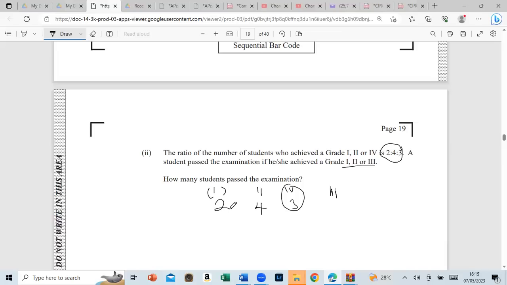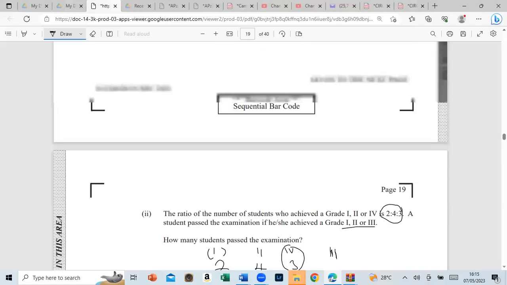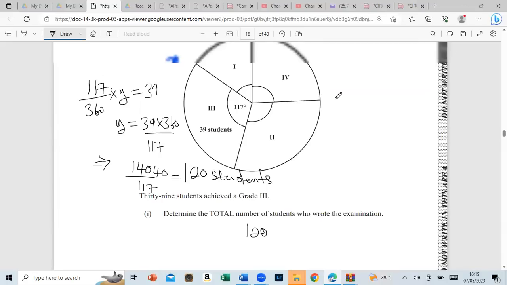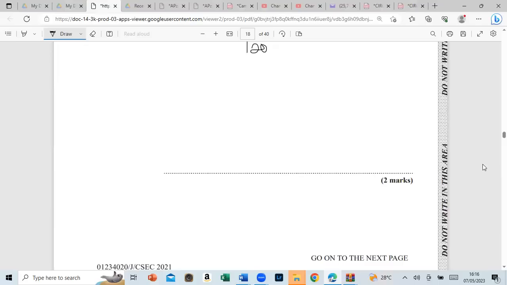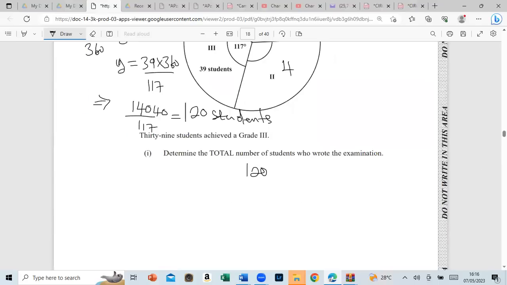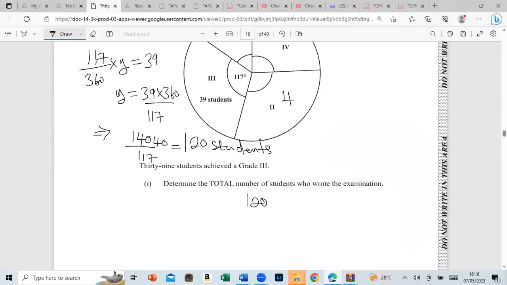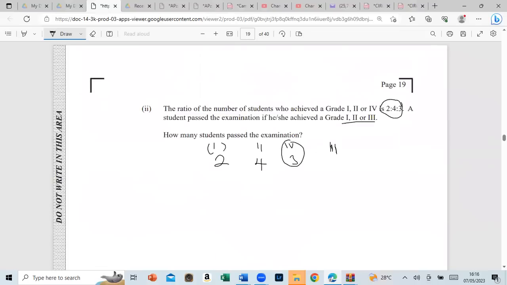And the ratios between these are 1 to 2 or 2 to 4. So let me just go back up fast. The question is so confusing. For grade 2, it's a 4. And for this, a 3. So we need to know all of our pass: 1, 2, 3. They gave us this. Oh, they did give us the ratio for grade 2. Hold on. What about grade 4 right here? For grade 4 the ratio is 3.